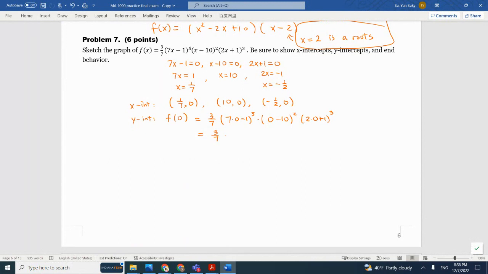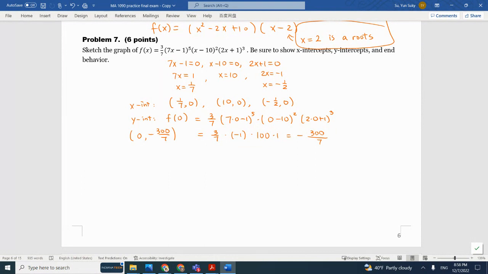See, 7 times 0 is 0. 0 minus 1 is minus 1. Minus 1 to the 5th is minus 1. Minus 10 squared is 100. And then 0 times 2 is 0. Plus 1 is 1. 1 cubed is 1. Therefore, you get negative 300 over 7. So our y-intercept is 0, negative 300 over 7.